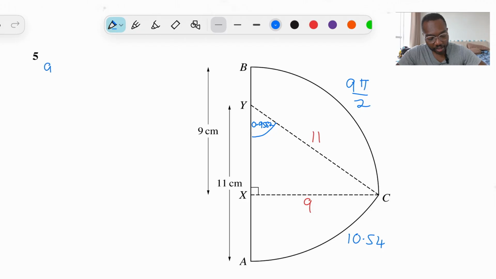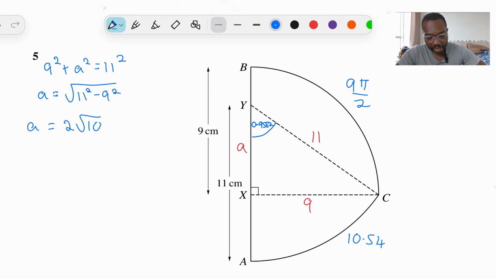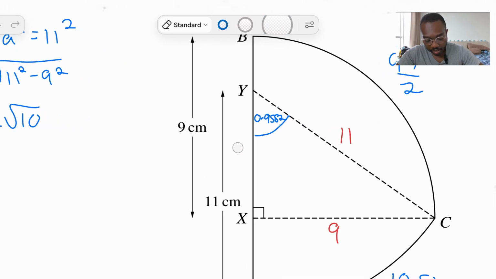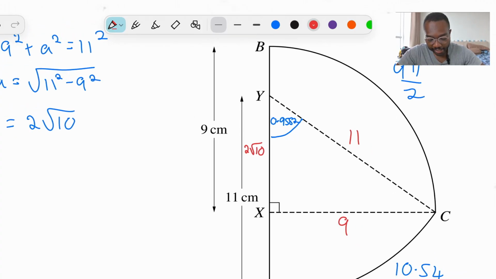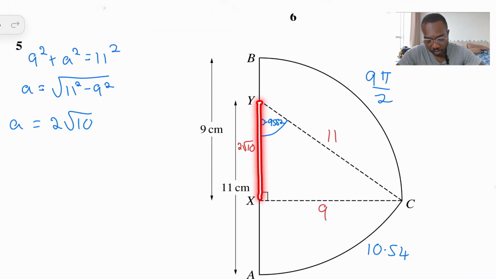So we have something like 9 squared. And if we call this A, we have 9 squared plus A squared is equal to 11 squared. Therefore, A is equal to the square root of 11 squared minus 9 squared. And if you work that out on your calculator, you would get 2 root 10. So what do we know? We know that XY is 2 root 10.